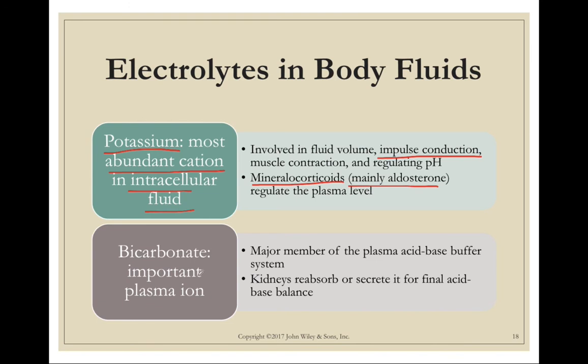Now our next electrolyte that we're going to see is bicarbonate. Bicarbonate can be found in high concentration inside of the blood plasma. Bicarbonate is going to be an integral component of our bicarbonate carbonic acid buffer system. Bicarbonate will bind with free hydrogen ions, and that's going to help form carbonic acid to facilitate the production of carbon dioxide and water. And we'll discuss this buffer system very shortly. In the event that our acid-base buffer system is off balance, the kidneys can actually reabsorb bicarbonate or secrete it to help bring our body's pH back to normal.